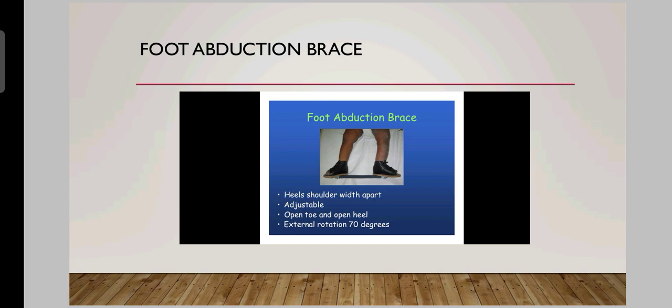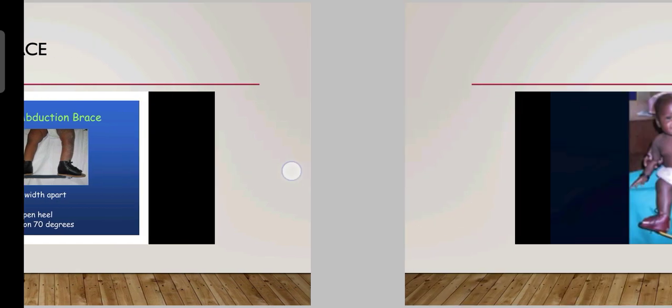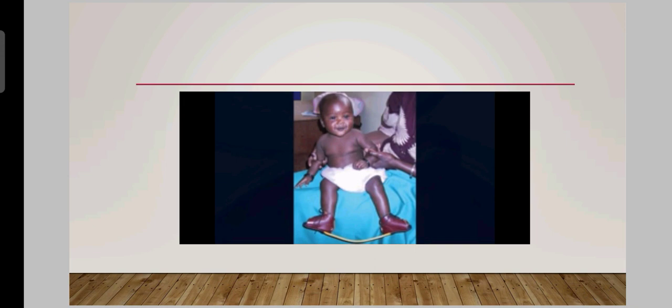And after removing the final cast, we go for the foot abduction brace, that is heel shoulder width apart and adjustable, open toe and open heel, external rotation 70 degrees. This foot abduction brace is very important. Please don't underestimate the power of bracing, and use the bracing for maintenance of the correction. Otherwise, the foot again relapses and the deformity occurs again. This is the Mitchell-Ponseti style foot abduction brace, and the abduction bar is bent outward so that the foot goes into dorsiflexion.